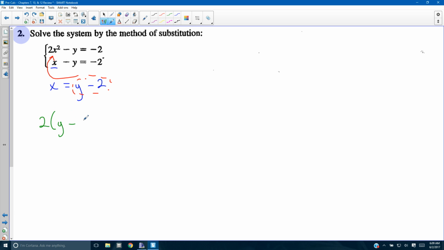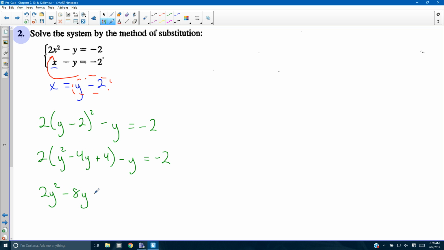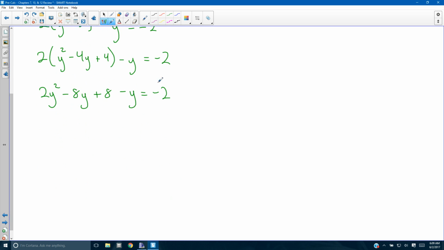We'll see. So y minus 2 is taking the place of x in this top equation right here. I'm going to go ahead and solve for y as it's now by itself with no x's here. Y minus 2 quantity squared expands to y squared minus 4y plus 4. And then I'm going to distribute the 2 into there and continue to solve. Excuse me, this is a 2y squared. 2y squared minus 8y plus 8 minus y equals -2. As is a quadratic, it's probably best that I attempt to solve for this thing, getting everything on this side of the equation. So I'm going to add the 2 over, and I'm going to combine -8y and -y.